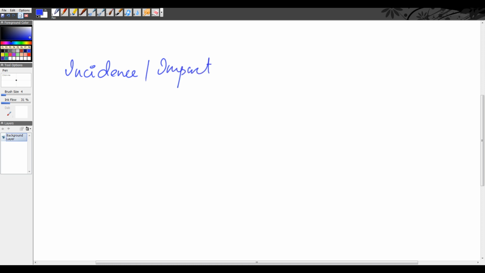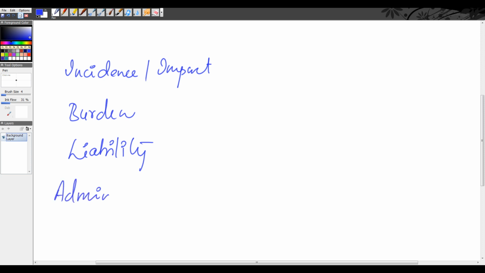So this is one of the most important points when it comes to differences between direct and indirect. Then there is burden. Then, okay, liability of payment. It says viability, it's actually liability of payment. Then administrative viability. Okay, administrative viability. Then penalty. Okay, these are the points of differences as per the study material. I will just briefly touch upon this.